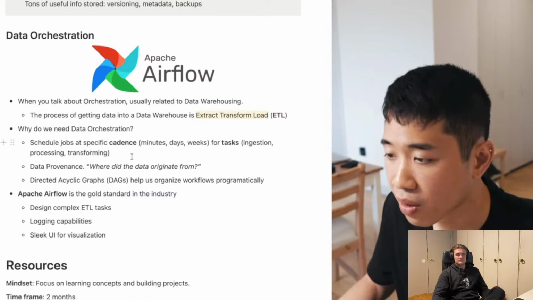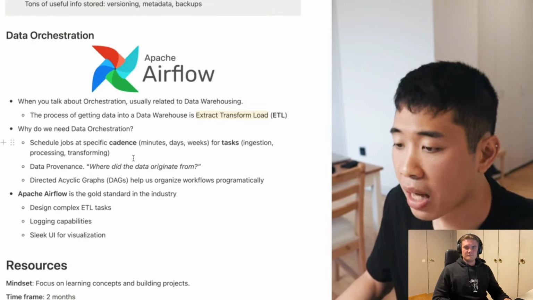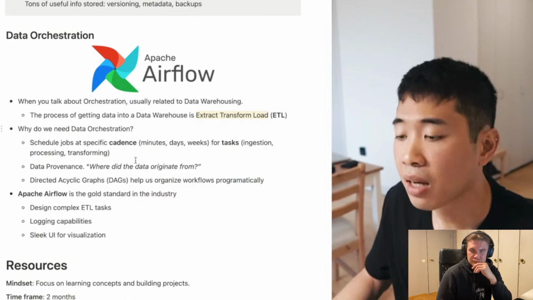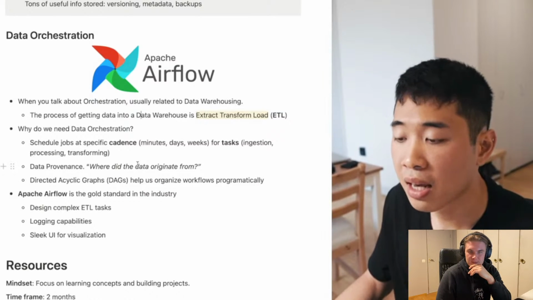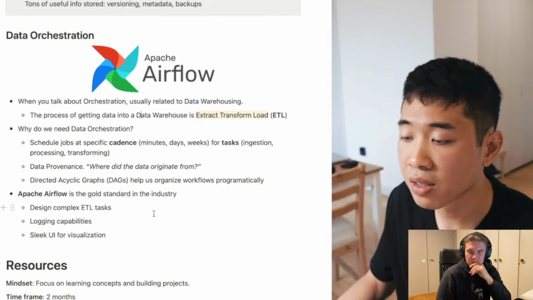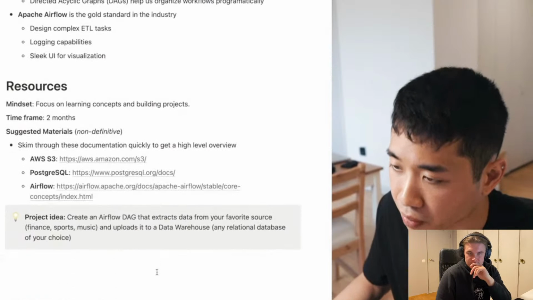Directed acyclic graphs, or DAGs, help us organize workflows more programmatically. Apache Airflow is the gold standard. I personally really like Airflow because it has great logging capabilities and it has a very sleek user interface to visualize how your DAGs look. Here are some resources to get started.